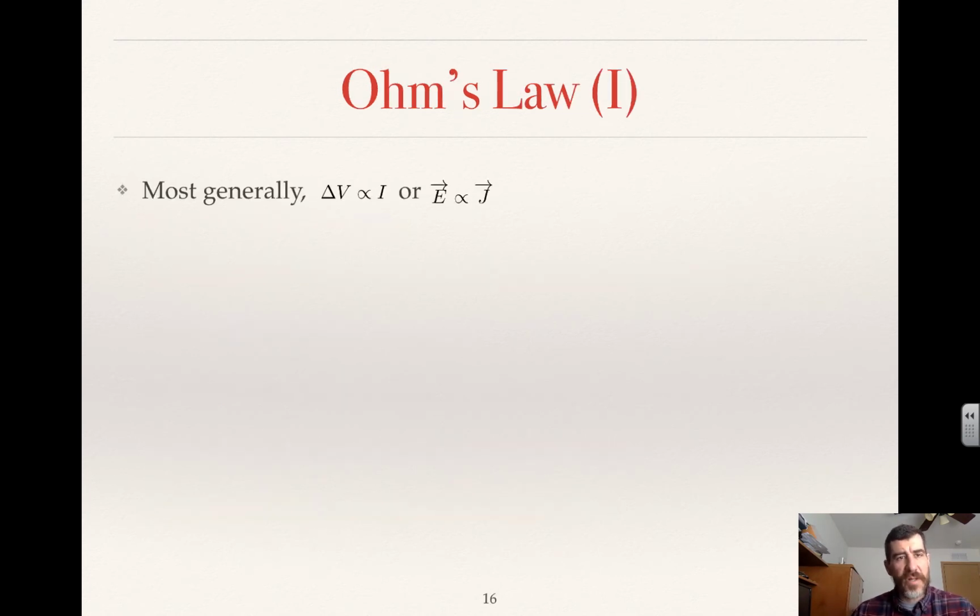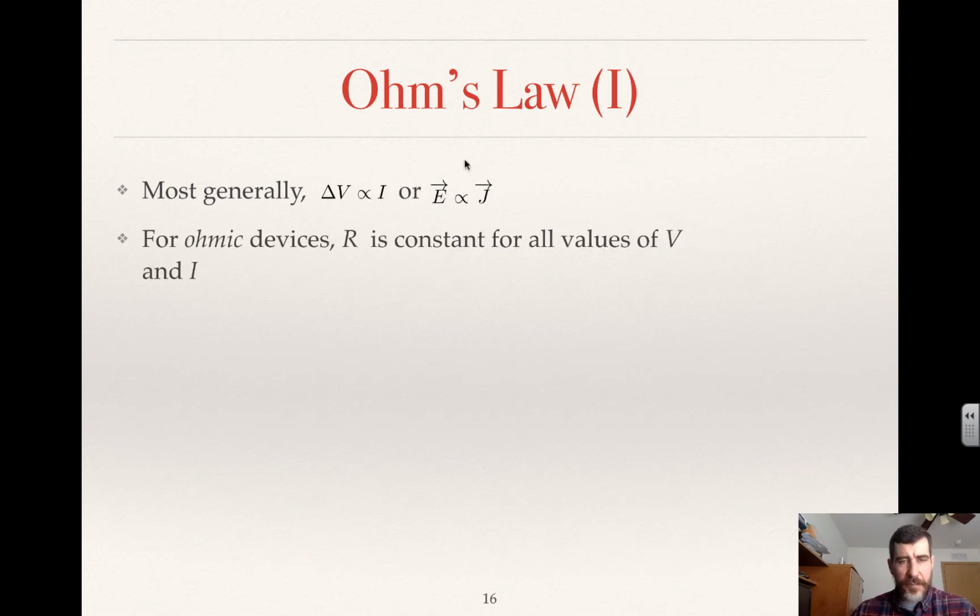Once we have resistance, we can define Ohm's law. Remember we talked about how the electric field E has to be proportional to the current density J, or another way to look at that is that the potential difference, delta V, has to be proportional to the current I. That has to be true in general. If we have a device that's said to be ohmic, then we can define a resistance R that's constant and the same for all values of V and I.